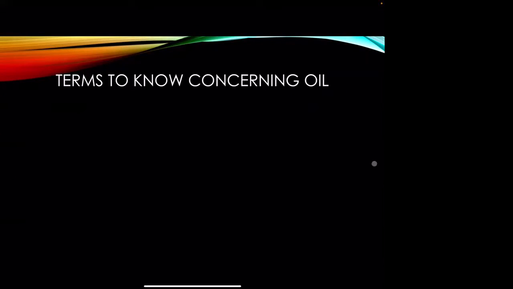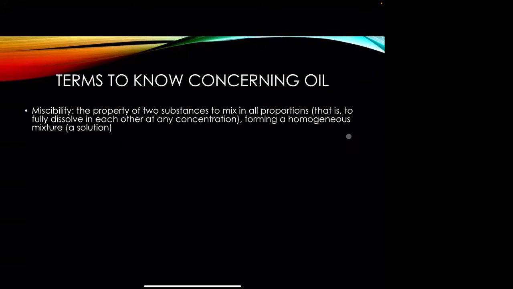So when we start talking about lubrication, we have to understand the type of oils that are in these compressors and in these systems, and some terms to know. The first term to know is miscibility. And what miscibility means is it's the property of two substances to mix in all proportions, meaning they are forming one solution. So miscibility is how well those two substances mix together, forming one solution.